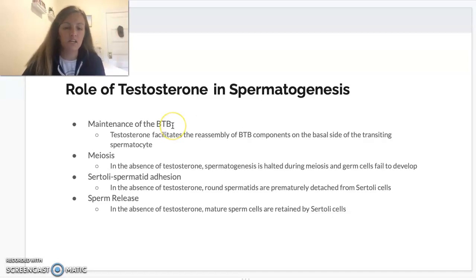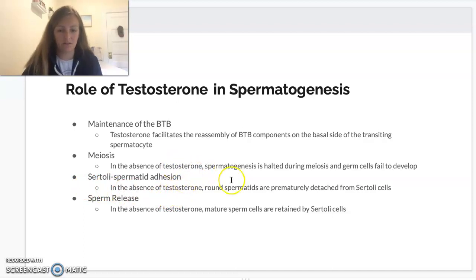Testosterone also regulates meiosis. Without testosterone, spermatogenesis would be halted during meiosis and the germ cell would never eventually develop. Similarly, testosterone helps in the regulatory function of Sertoli spermatid adhesion.